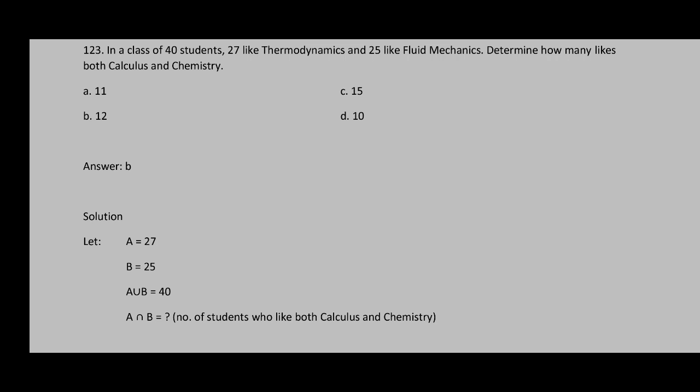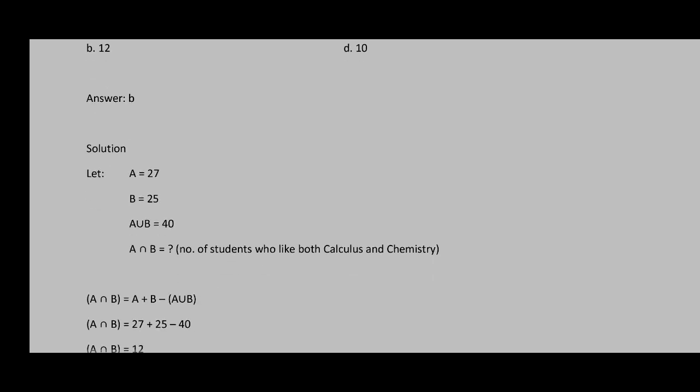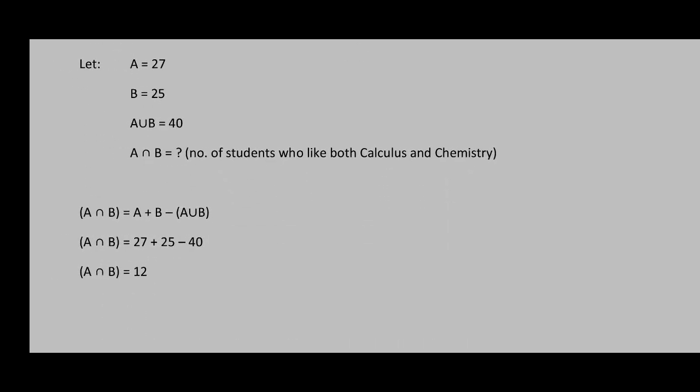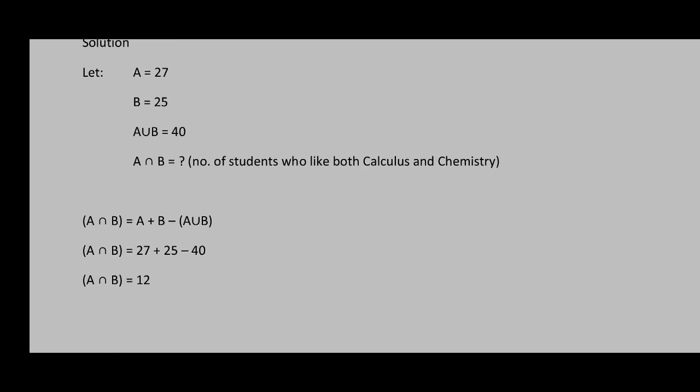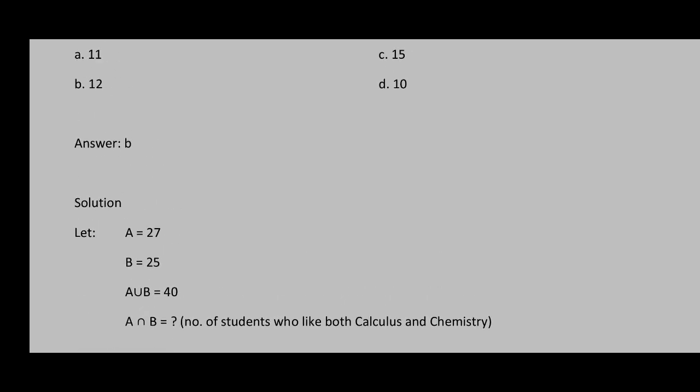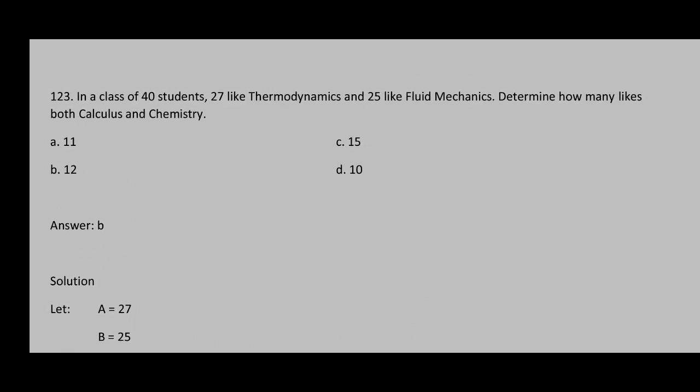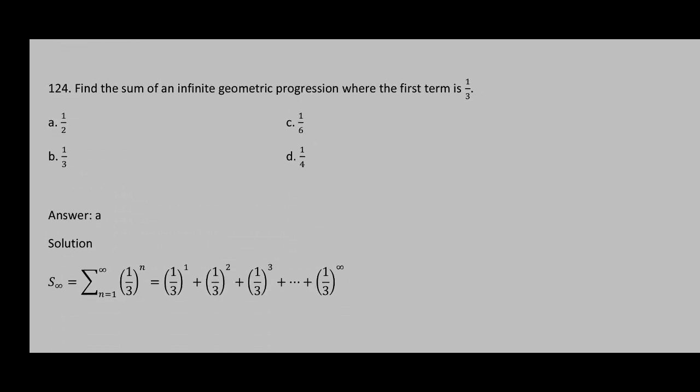Solution, let A is 27, thermo. Yung B is 25, yung fluid mechanics. So, A union B is 40 kasi meron kang class ng 40 students. So, ang tinatanong, A intersection B or number of students who like both calculus and chemistry kasi wala naman siya sa nabanggit na thermo and fluids. So, gagawin mo dyan, applying laws of probability, A intersection B is equals to A plus B minus A union B. A intersection B is equals to 27 plus 25 minus 40. Kaya ang sagot mo daw dyan ay 12, A intersection B or letter B, 12. Okay? Next, problem 124.